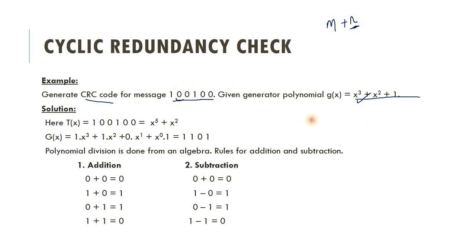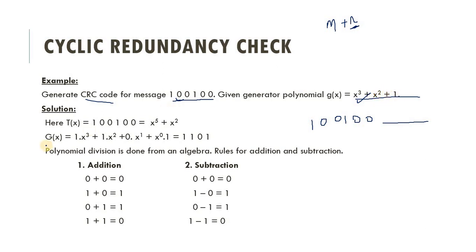Suppose our message bits are 1 0 0 1 0 0. So this is the message, and now we need to append bits to this message. For that we need to consider this polynomial equation, which is x raised to 3 plus x raised to 2 plus 1.